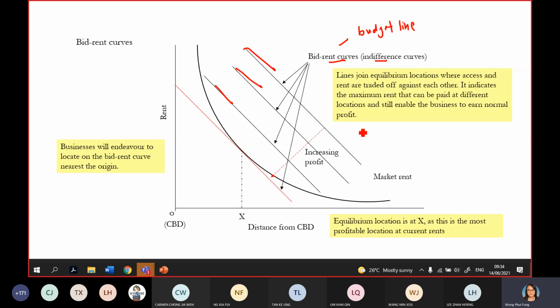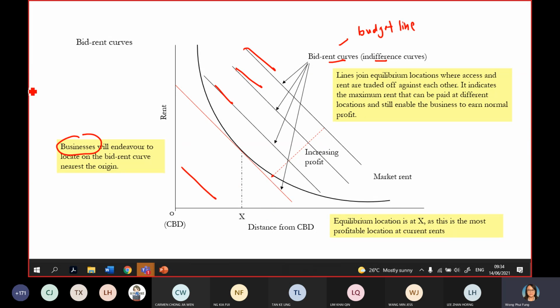Every business will have their own budget line. Retail, office, industrial will have their own budget line. And of course, some of the businesses will endeavor to locate their bid rent curve nearest to the origin. Meaning to say that the nearer the line to the origin, to the CBD, the profit will increase. But it depends on the businesses.